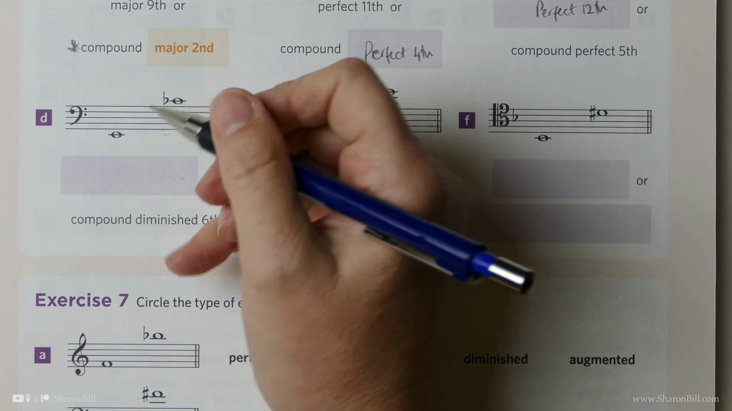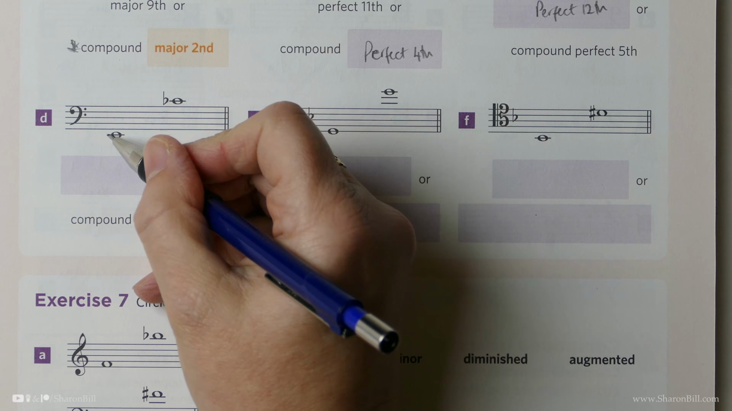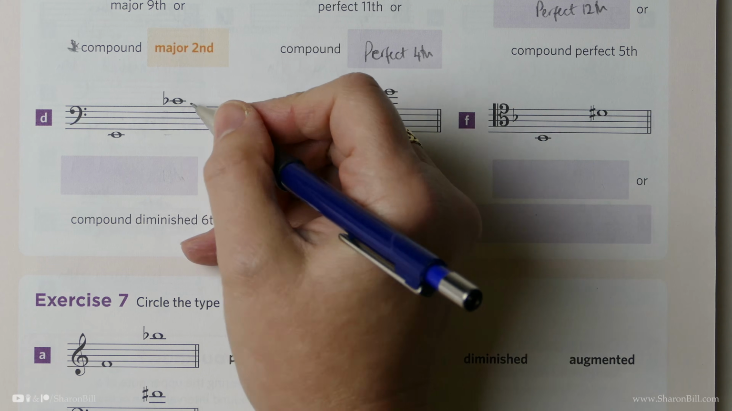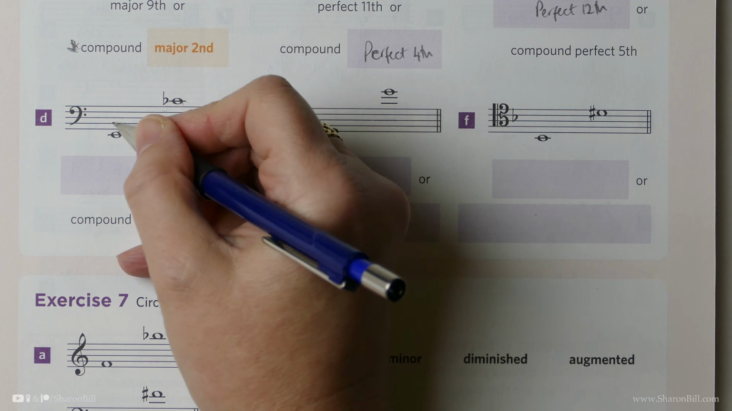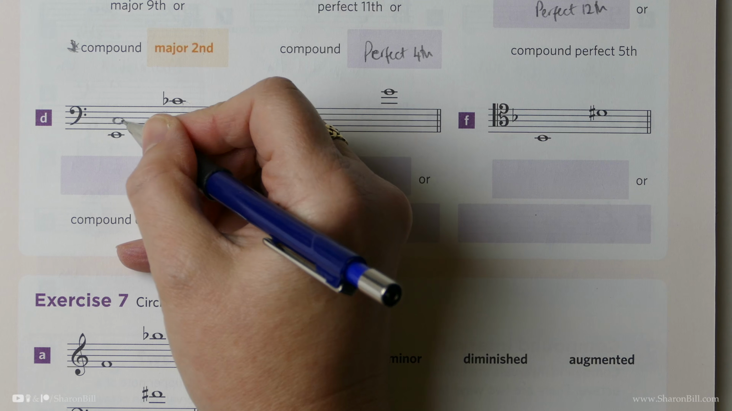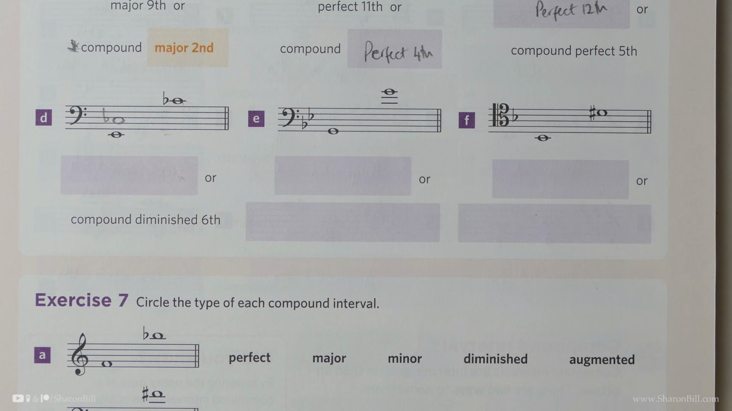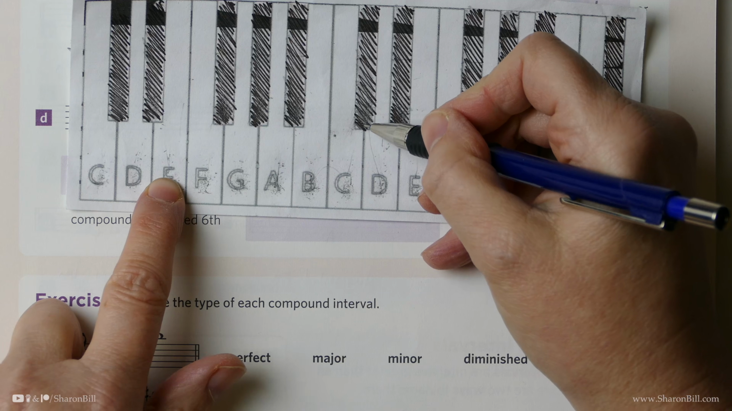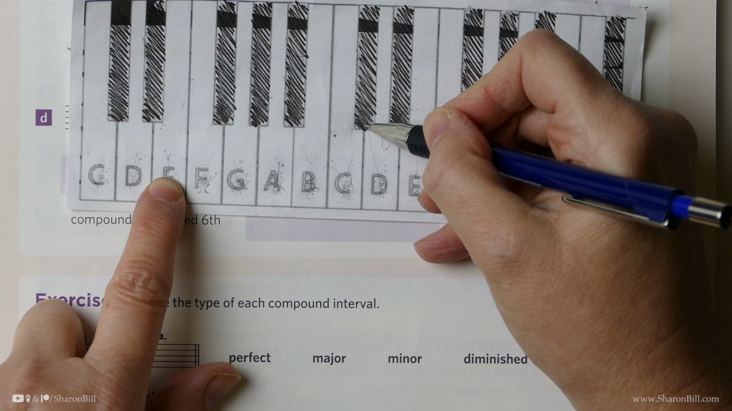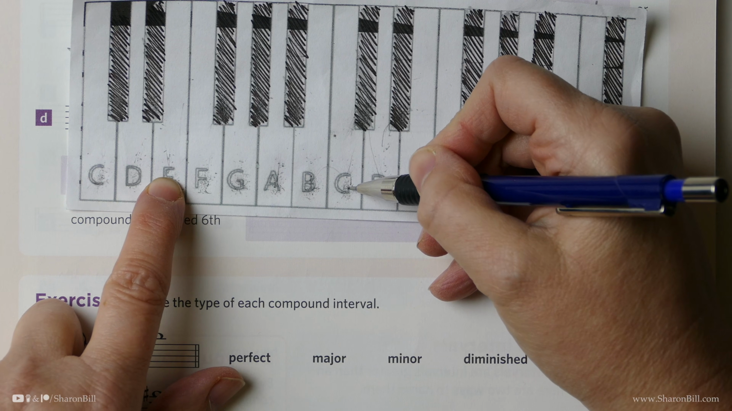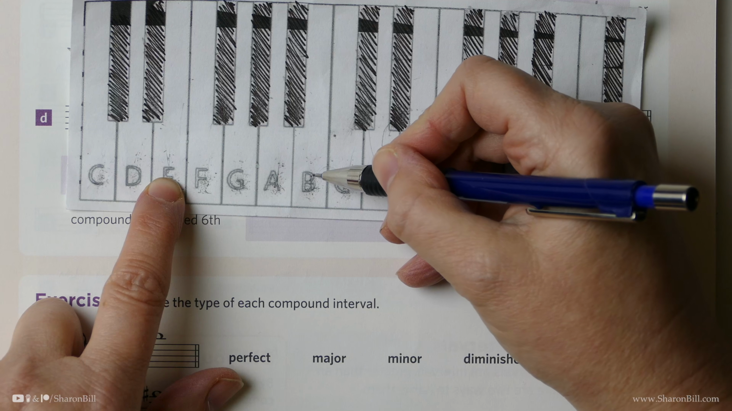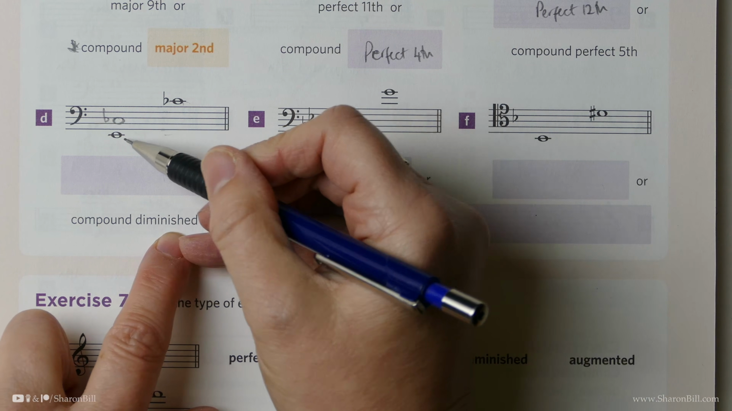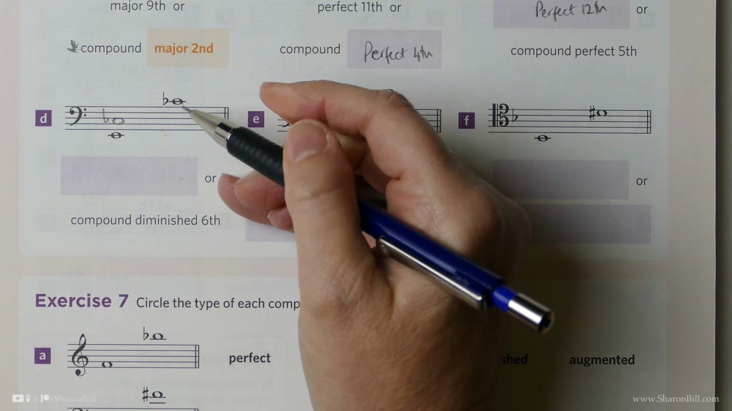So let's look at this interval here. So here we've got an E to a C flat. So if we drop this down an octave, that takes us here. Now we know that in E major, it would be C sharp. It's E to C natural is minor. C flat would be diminished. That's why we get our diminished 6th. So it's a compound diminished 6th.